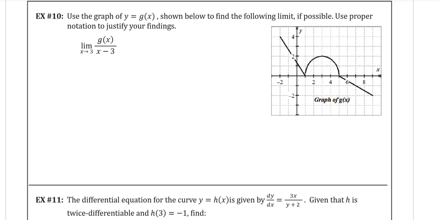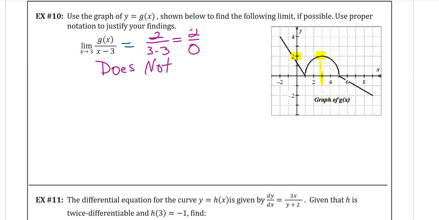Okay, number 10. Use the graph y equals g of x shown below to find the following limit if possible. Use proper notation to justify your findings. Okay, so we're going to take the limit as x approaches 3 of g of x divided by x minus 3. So what we're going to see here is at 3, if we go to our graph where x is 3, the value of g right here is 2. So we are going to substitute that in, so we get 2 over 3 minus 3, which is 2 over 0. This is a limit that does not exist.